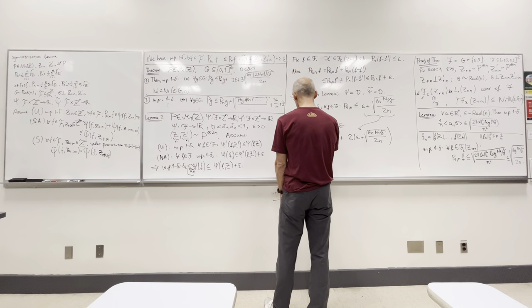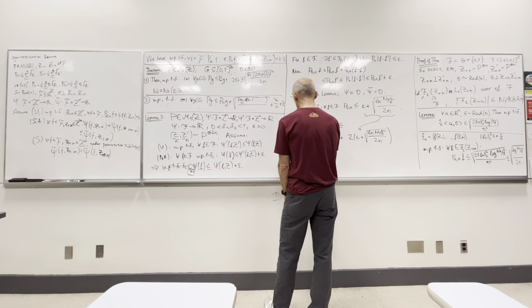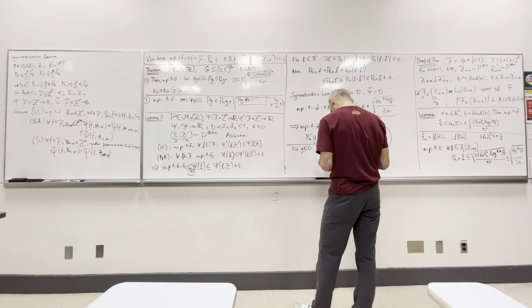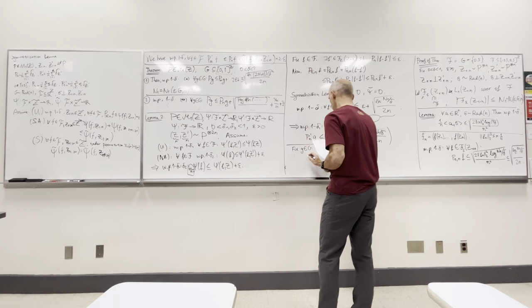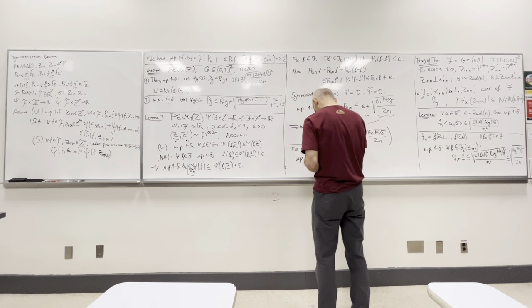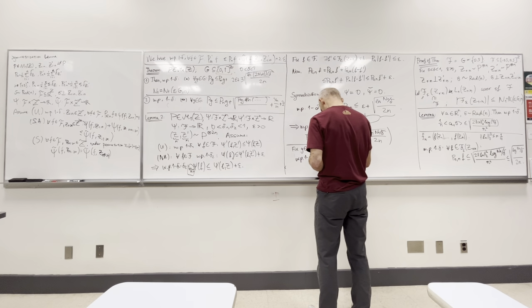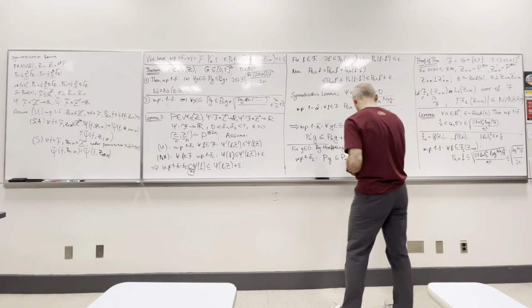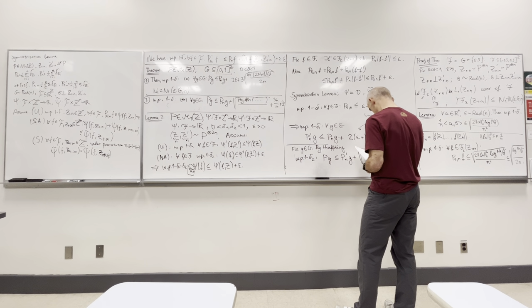Okay. And we also know that if we fix any g, then by Hoeffding, with probability 1 minus delta 2, P g is less than or equal to P n prime g plus the square root of log 1 over delta 2 divided by 2n.